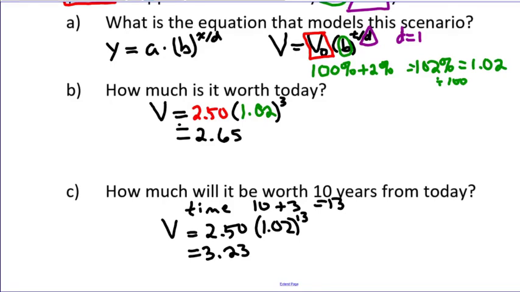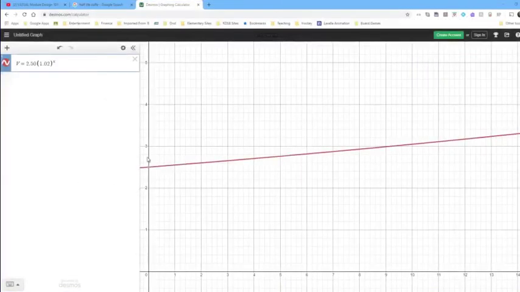So if you're wondering, it doesn't seem like a very big increase in the amount of money from 3 years, $2.65, to 13 years, $3.23. However, if you look at the graph of this relationship, which I did in Desmos here, so I wrote the equation v is equal to 2.50 times 1.02 to the power of x. You'll notice that from 0 years to 13 years, the change is very gradual. And that's because the 1.02 growth rate is not very big. A 2% growth rate per year is not very big.